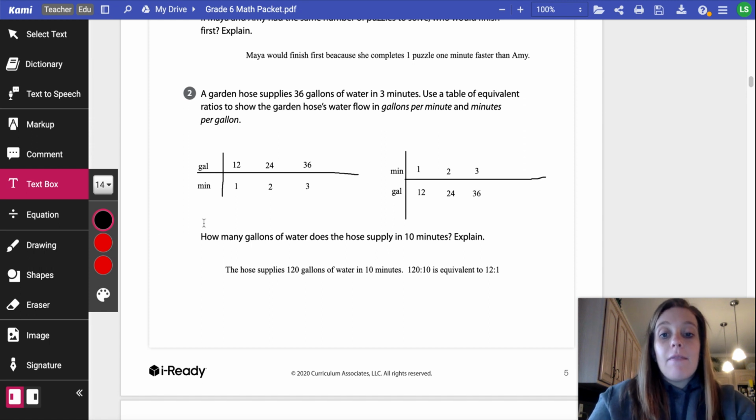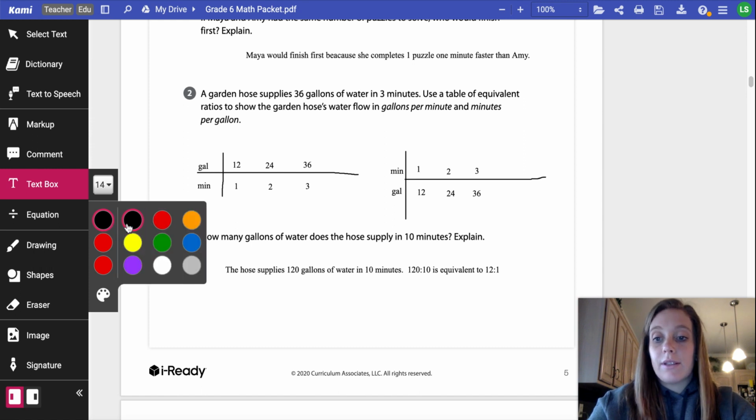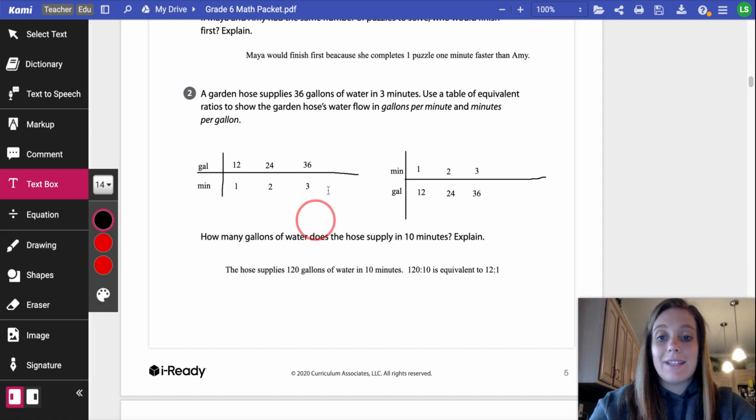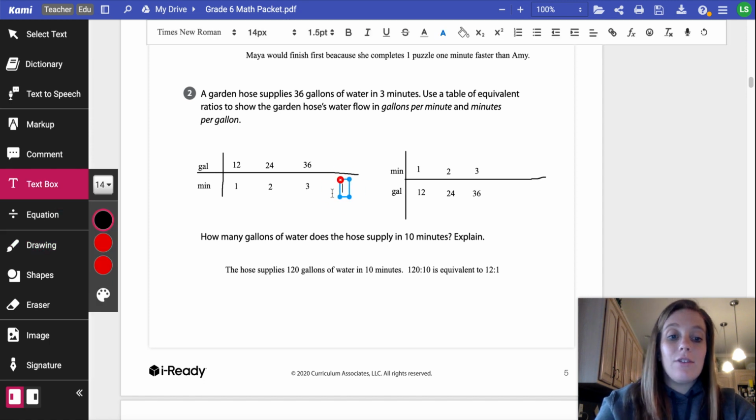So then your second part of this question: how many gallons of water does the hose supply in 10 minutes? So I wanted to show this live. So in this case, if we wanted to go all the way to 10 minutes, I could continue expanding this table, 1, 2, 3, 4, 5, 6, 7, 8, 9, 10, but we know that equivalent ratio tables always have patterns. So to get all the way to 10 minutes, you can scale up from 1 minute to 10 minutes, or you could scale up from 2 minutes to 10 minutes.